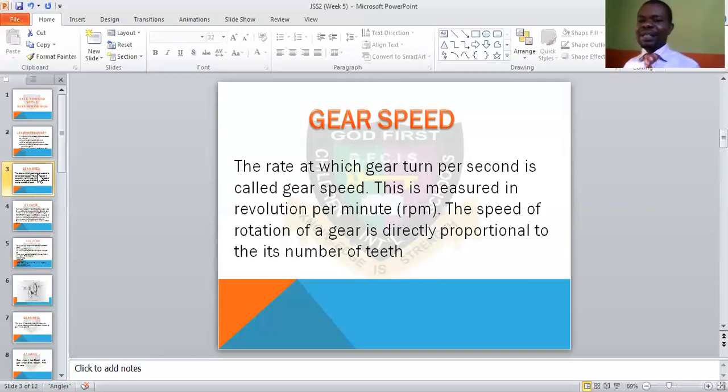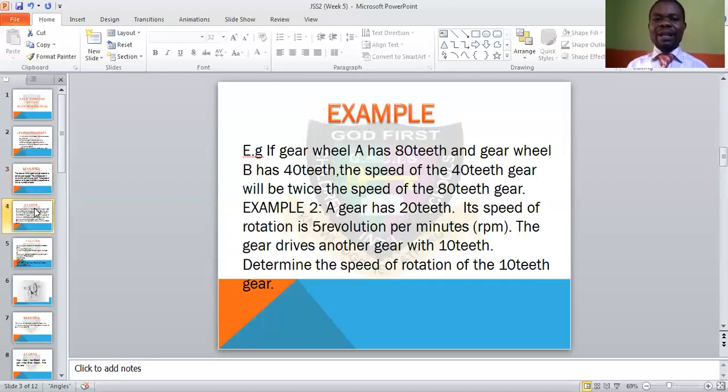What we mean is this: if a gear has a high number of teeth, the one that has a smaller number will turn twice for one turning of the one that has the higher number of teeth. I will give you an example so that you understand. If gear A has 8 teeth and gear B has 40 teeth, the speed of the 40 teeth gear will be twice the speed of the 80 teeth gear.